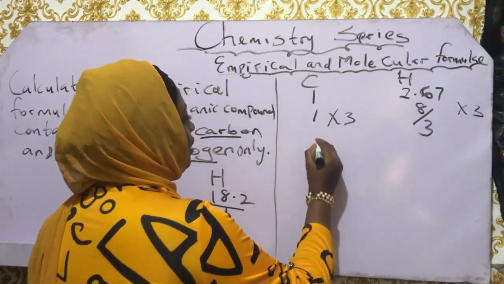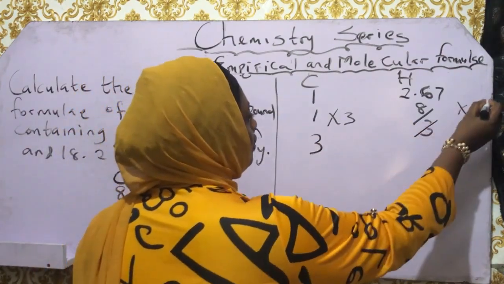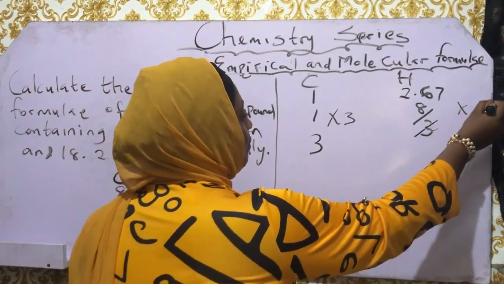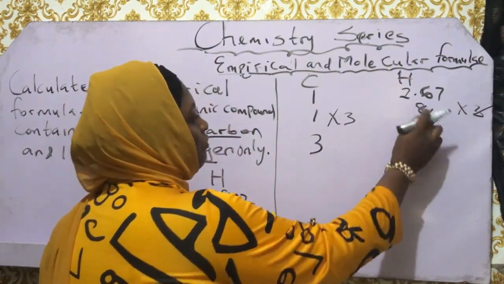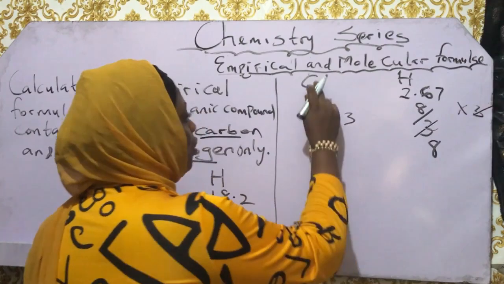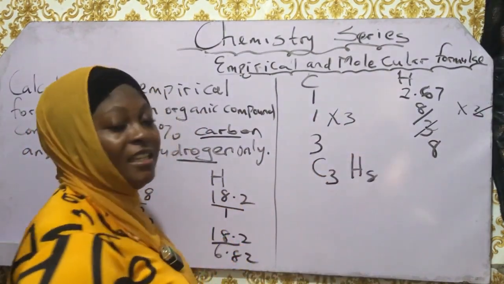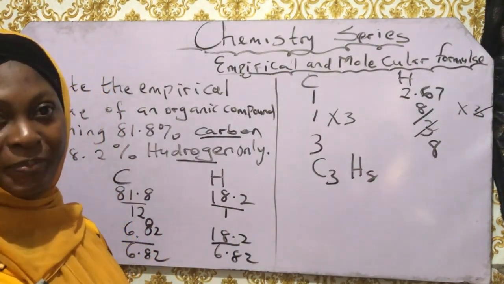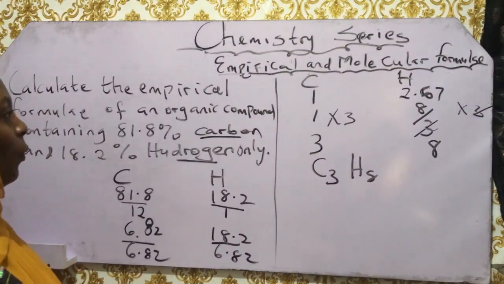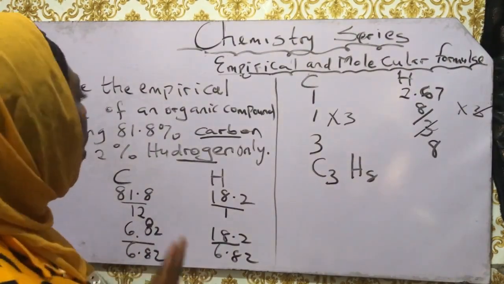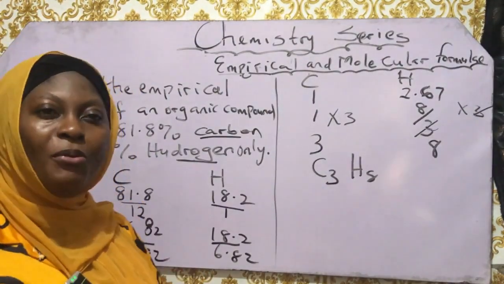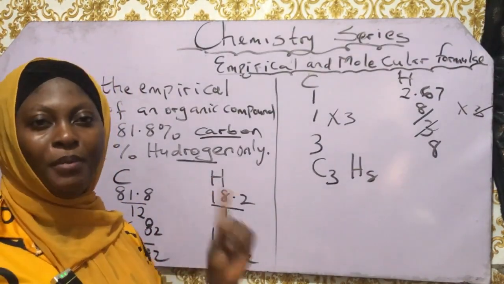So 1 times 3 gives 3. 8 thirds times 3, 3 divided by 3, that is cancelled. We are left with just what? 8. So you have C3H8. And this compound is known as propane. So we have been able to calculate the empirical formula of this organic compound, and we know that it is propane.